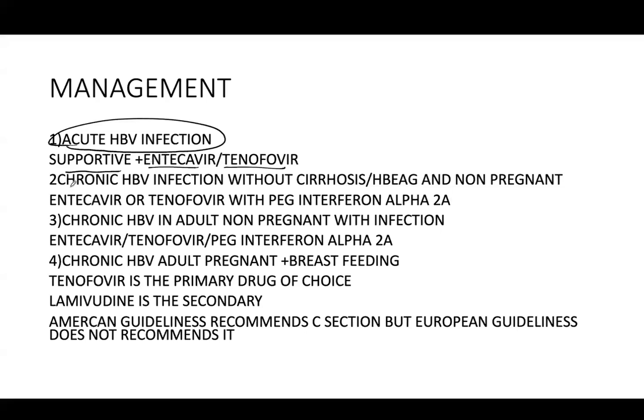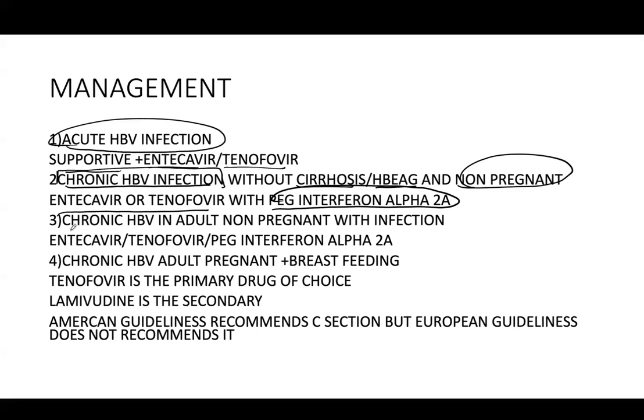In case of a chronic hepatitis B infection without cirrhosis or without HBeAg and the patient is not pregnant, then again you have to give the same entecavir or tenofovir. You can here add a pegylated interferon alpha 2A. Be very clear, in case of chronic hepatitis B infection, you can add pegylated interferon alpha 2A along with entecavir or tenofovir.